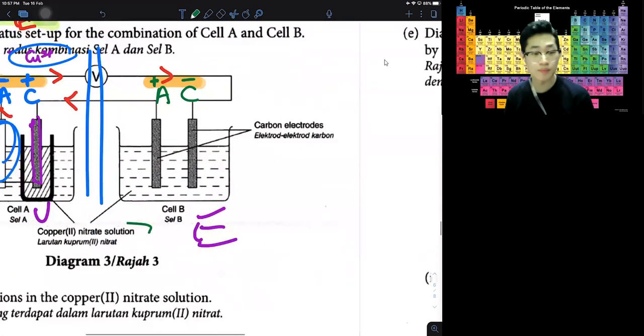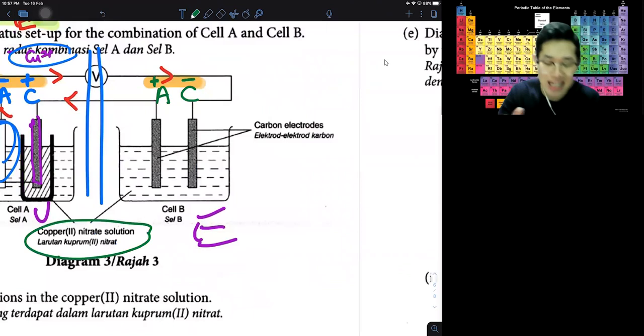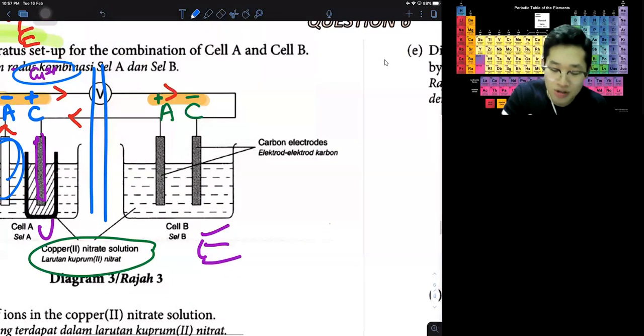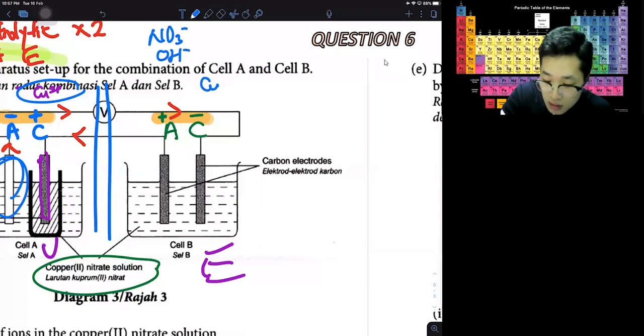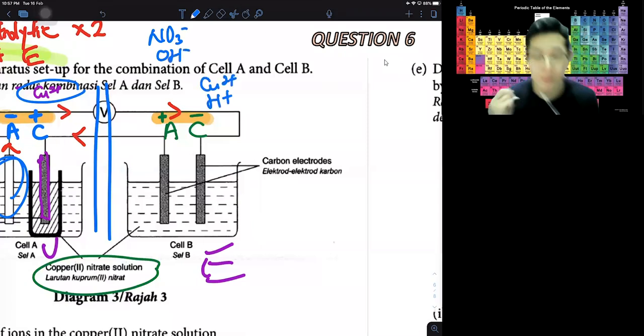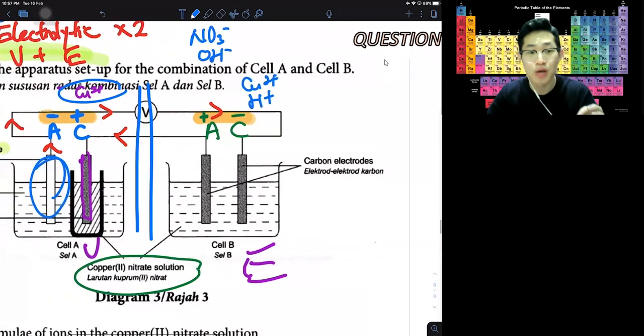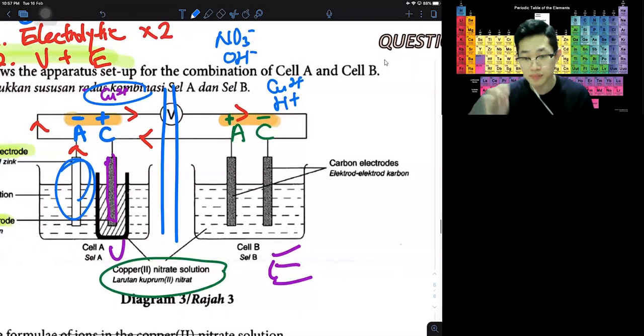Same law. Look at the solution, copper 2 nitrate solution. Anion goes to anode, cation goes to cathode.